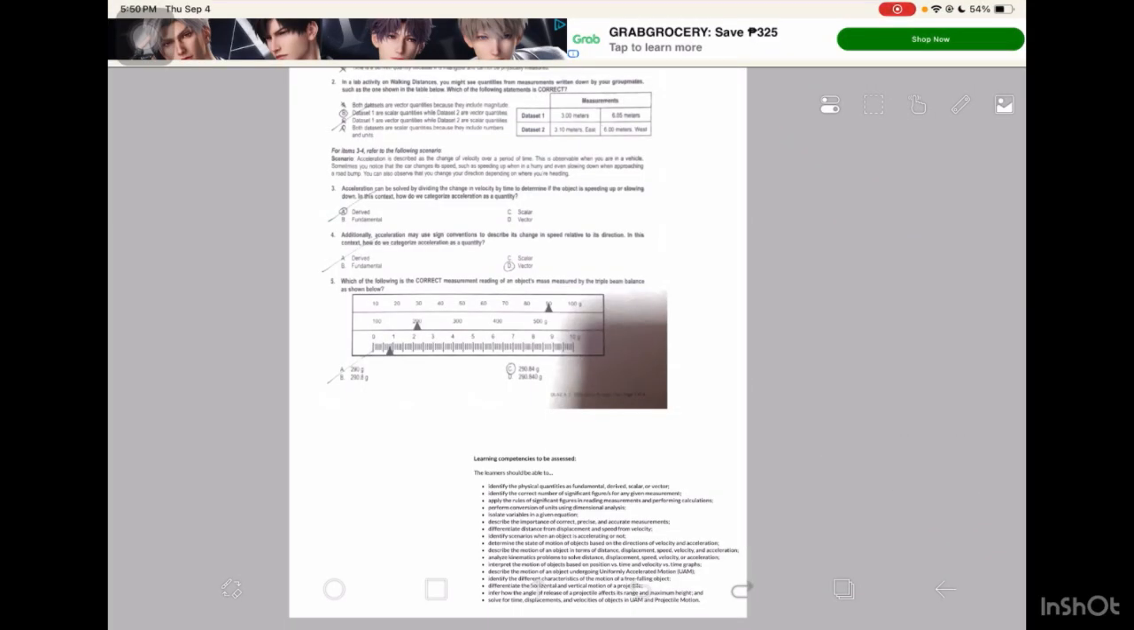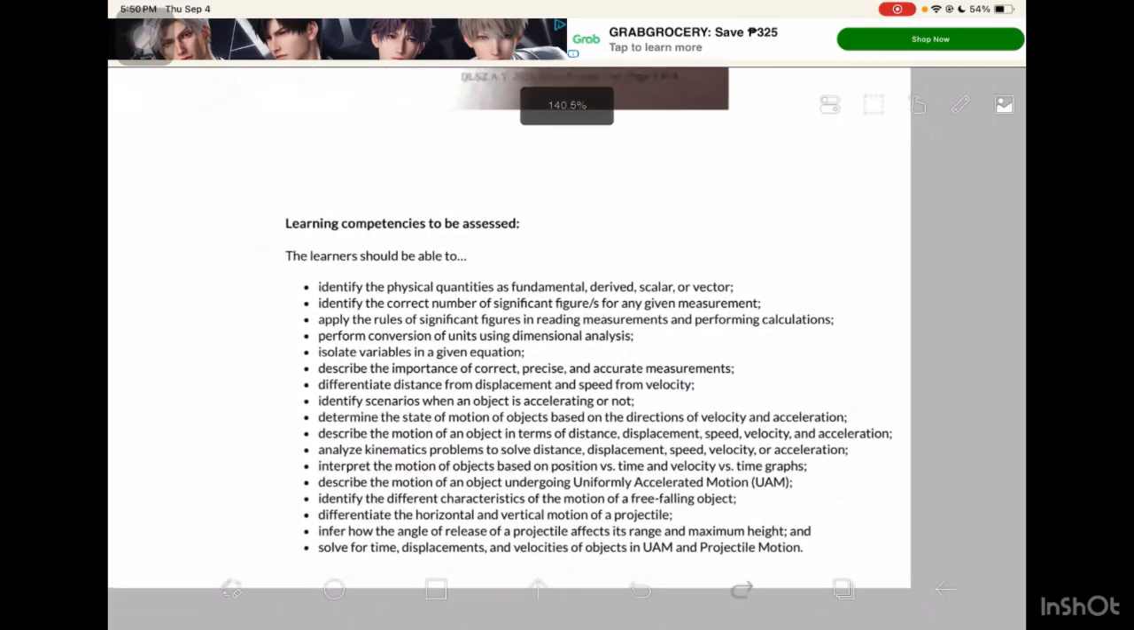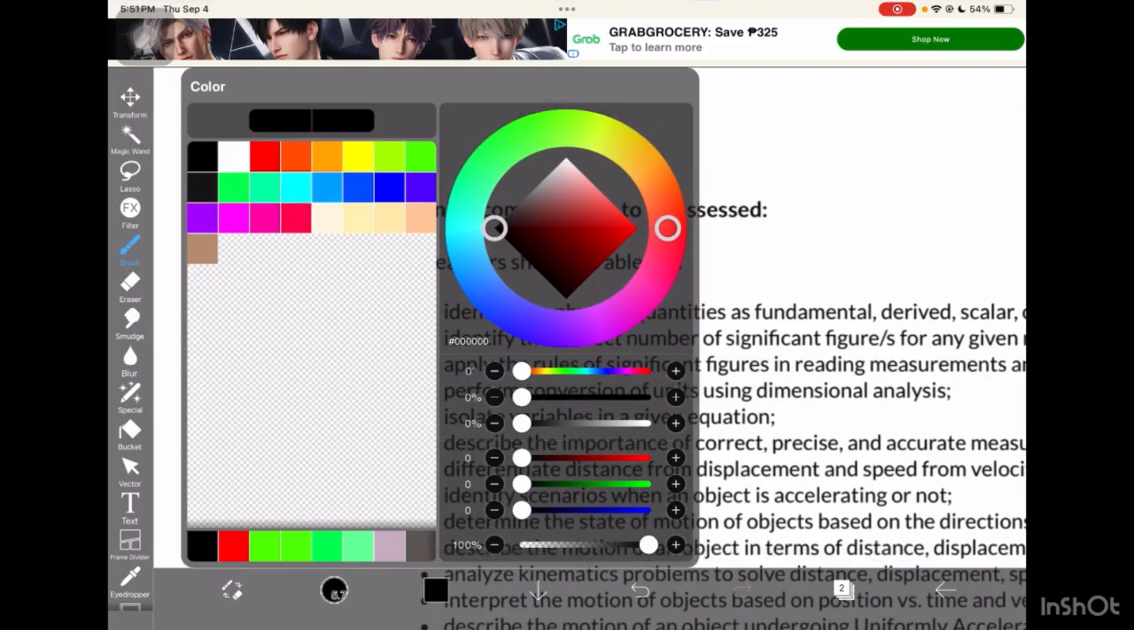This one is for the Science ETA, and this is the largest list of competencies I've ever seen. It's a total of 17 competencies if I'm not mistaken. So, let's get started. For the first, I decided to use a different approach for this one.